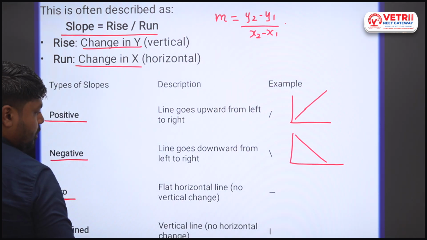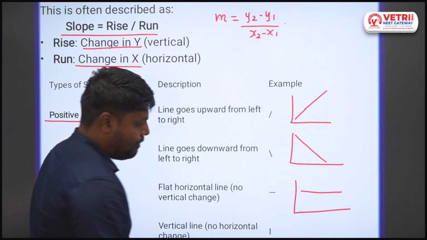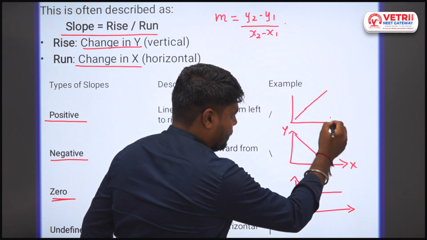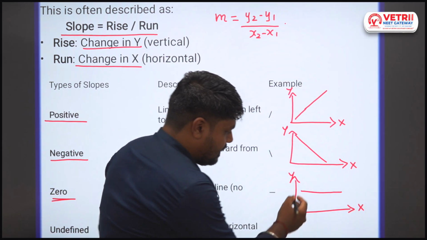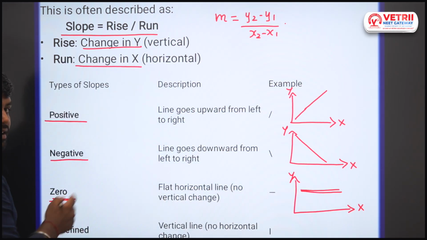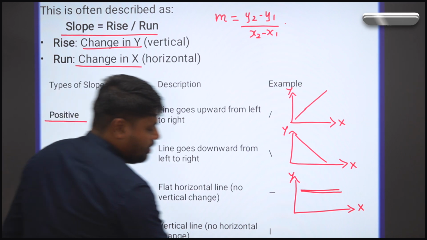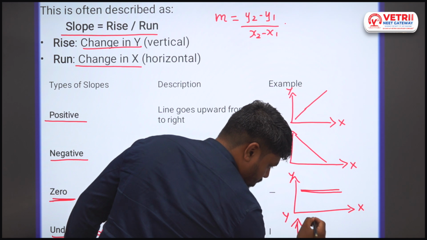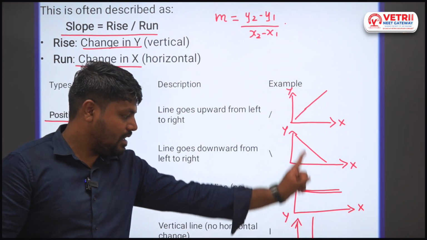When does it become a zero slope? When you get a graph parallel to the x-axis. See, this graph is parallel to which axis? The x-axis, right? When the graph is parallel to the x-axis, the slope is zero. Very important. When is it undefined, which we can call infinity? When you get the graph parallel to the y-axis, then it is undefined.